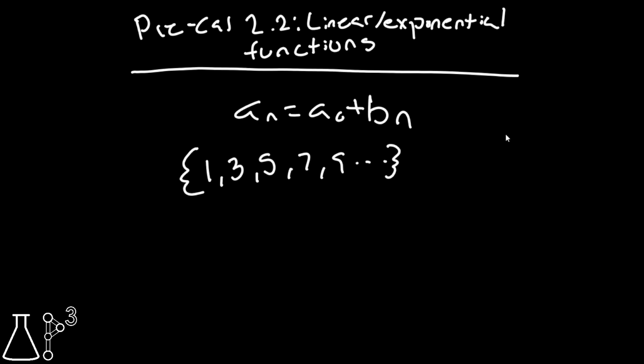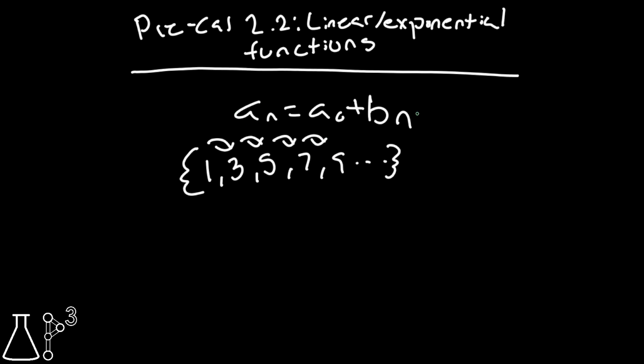All right, so let's start off with something easy. This is a linear function, and I'll tell you how you know that. You know that because the jump between each of the numbers is the same. Between each of the numbers, you're simply adding 2 here, right? Plus 2, plus 2, plus 2, plus 2.